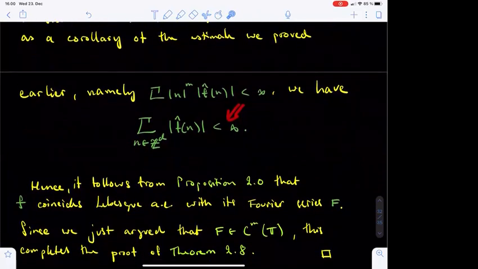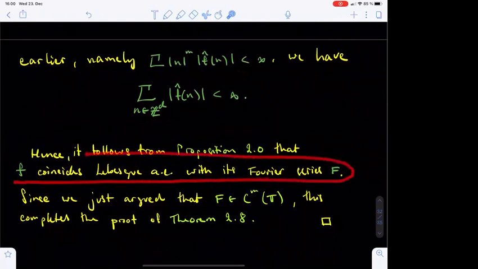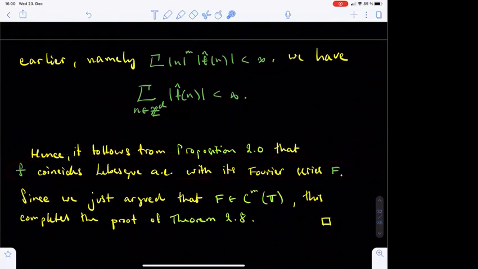Consequently, by Proposition 2.1, the very first result in these lecture notes, f coincides Lebesgue almost everywhere with its own Fourier series big F. Since we just argued that big F is m times continuously differentiable, this conclusion finishes the proof of the Sobolev embedding theorem, Theorem 2.8.